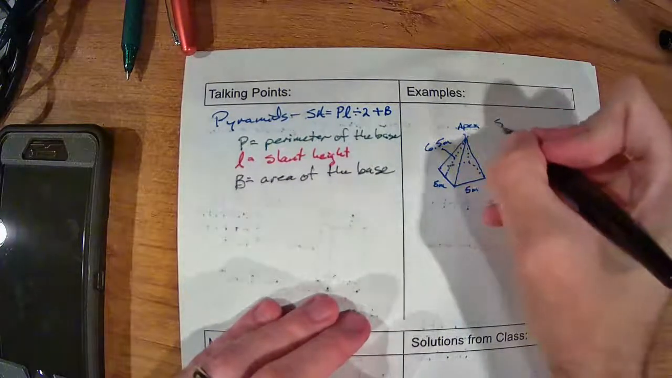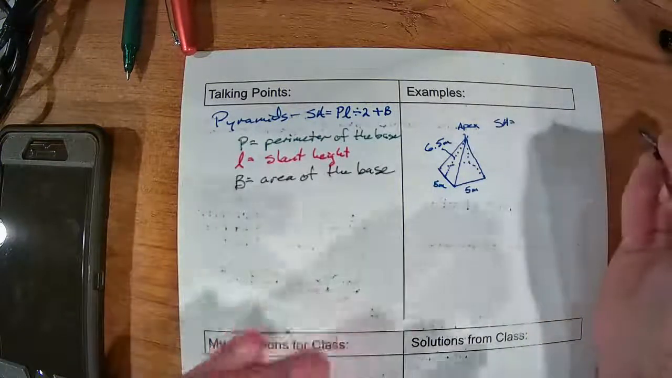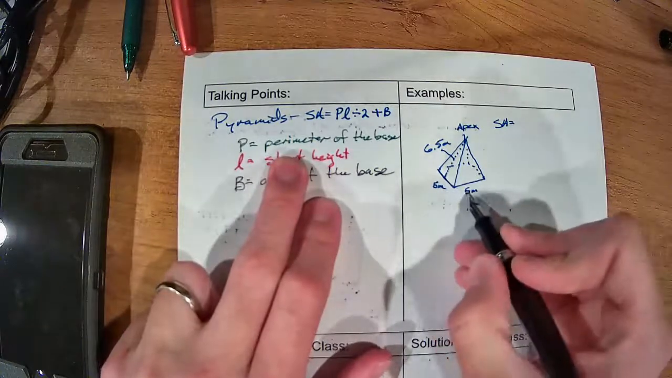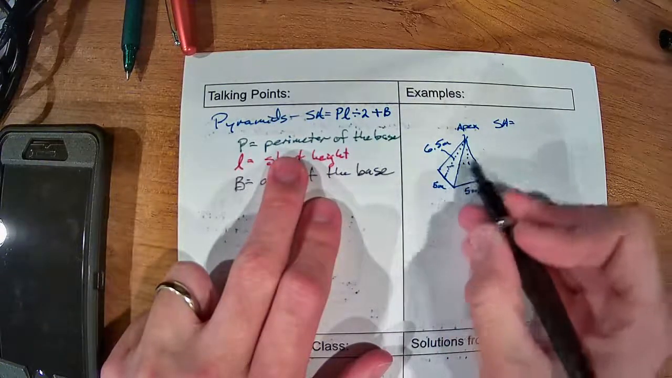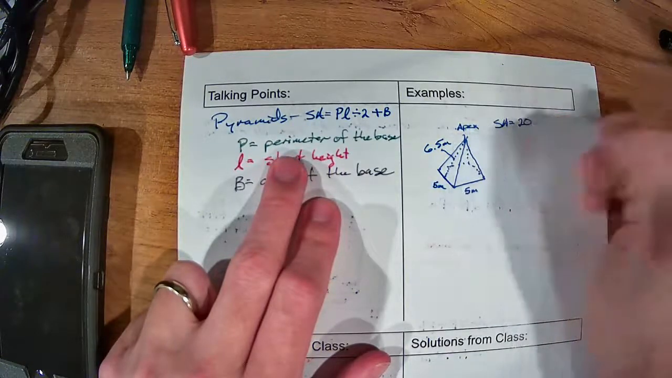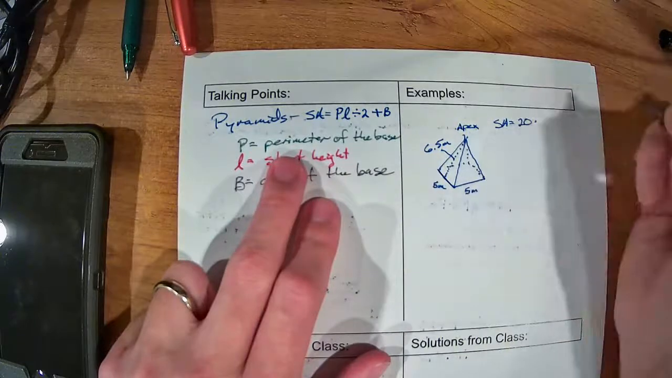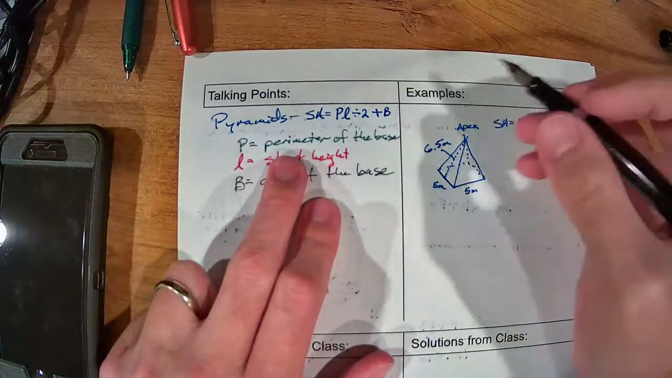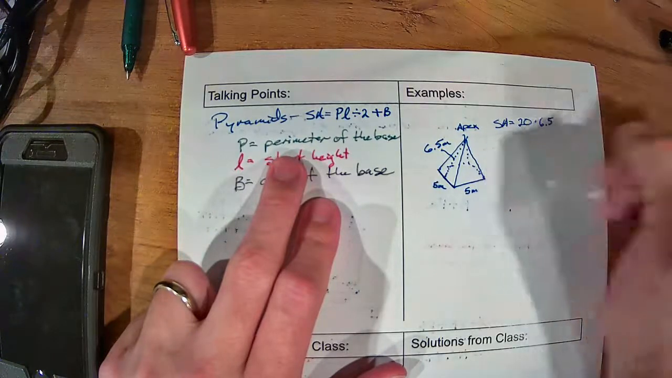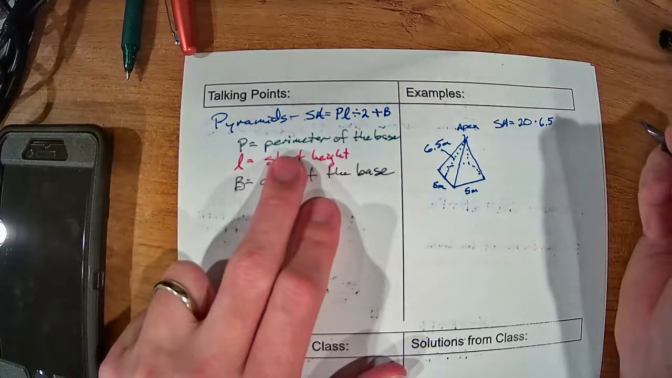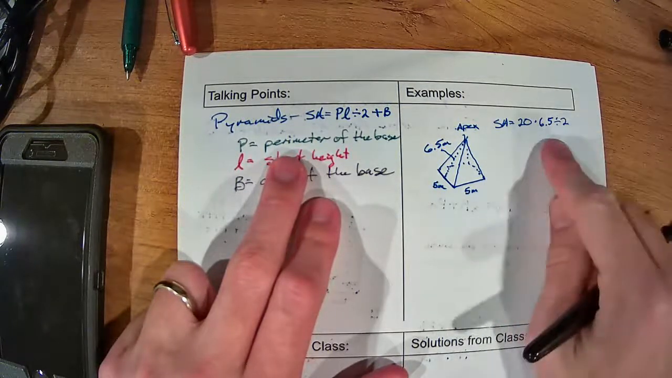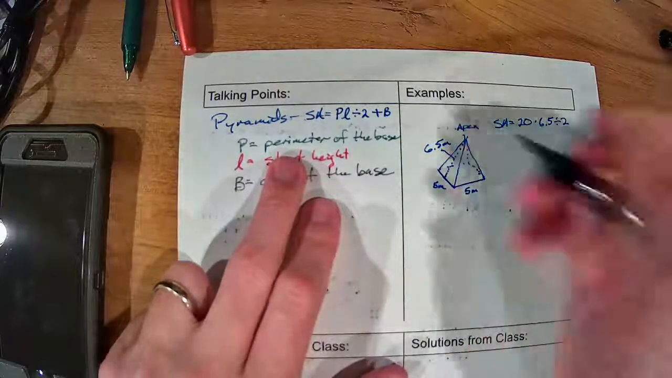So let's find our surface area. Surface area is equal to the perimeter of the base. So in this case, I've got 5, 10, 15, 20, remember 5 all the way around. So 20 multiplied by our slant height. So in this case, our slant height is 6.5, and then divided by 2. And notice the only reason I'm showing you this way as opposed to a fraction is it'll just be easier to type into our calculator.